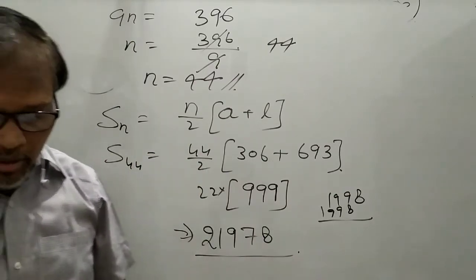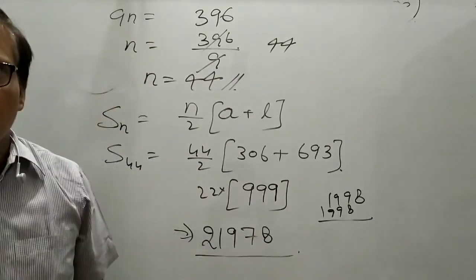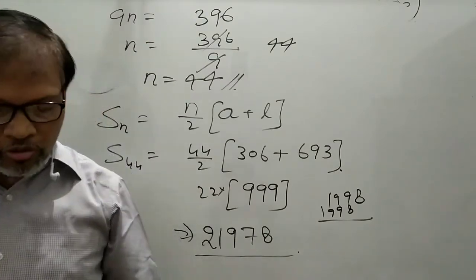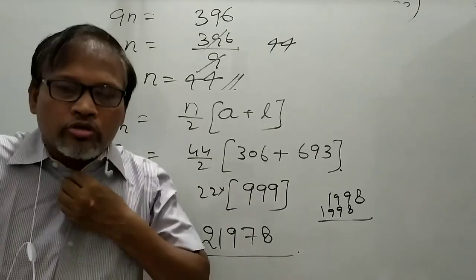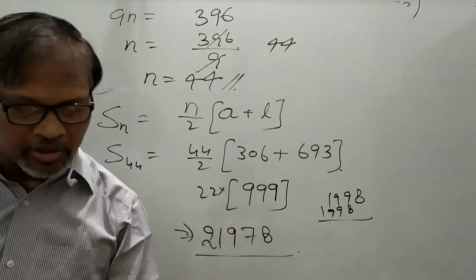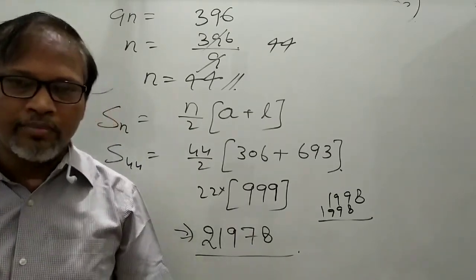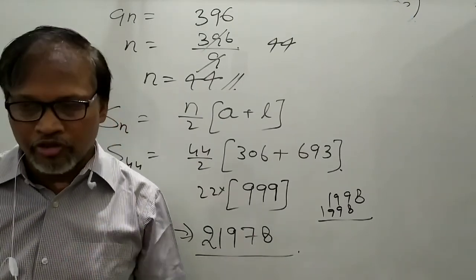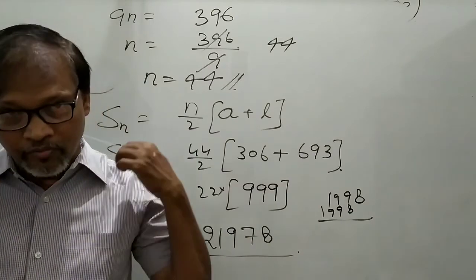So this is the exercise based on AP, sum to n terms, and because no GP is there, your chapter arithmetic progression is now over. You have to do practice and get sufficient knowledge and watch the video. Thank you.